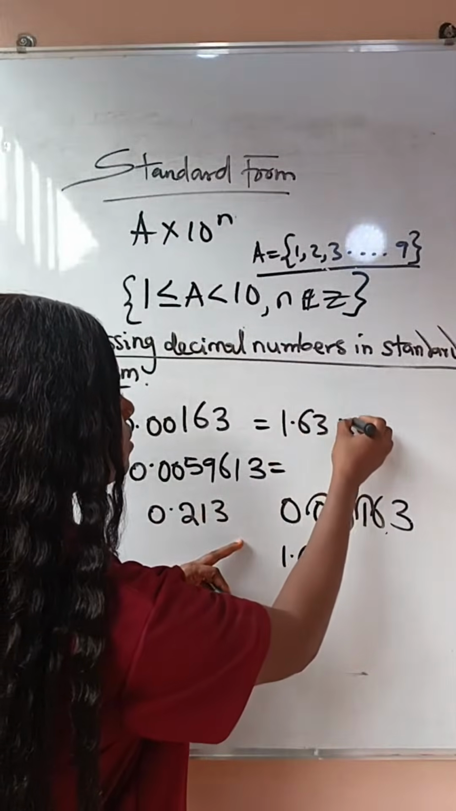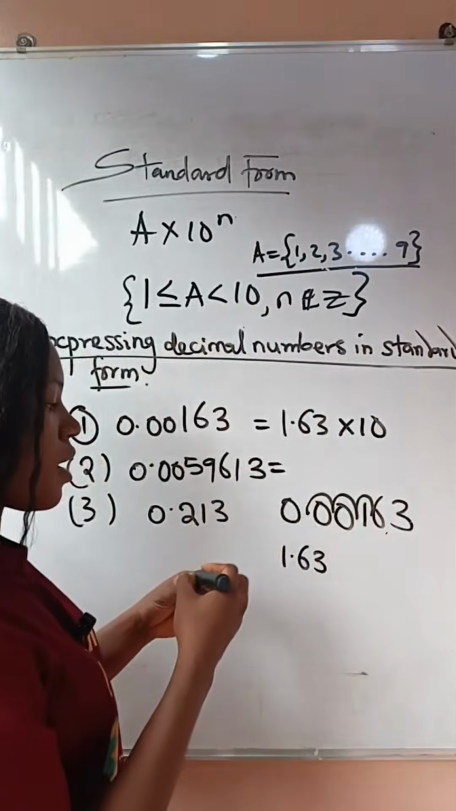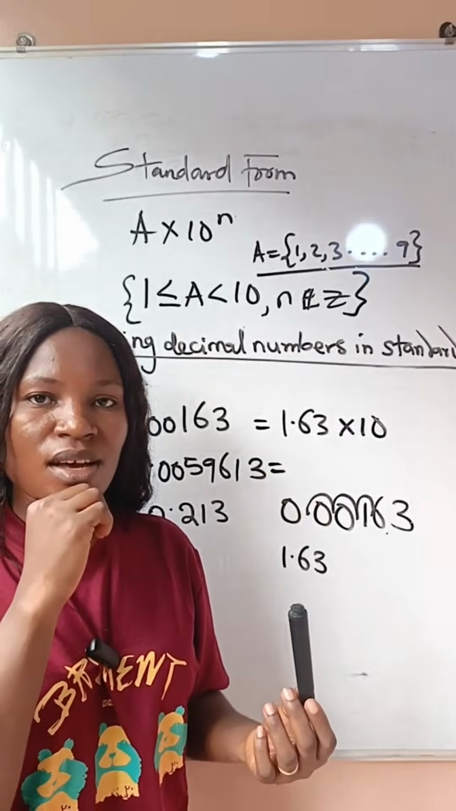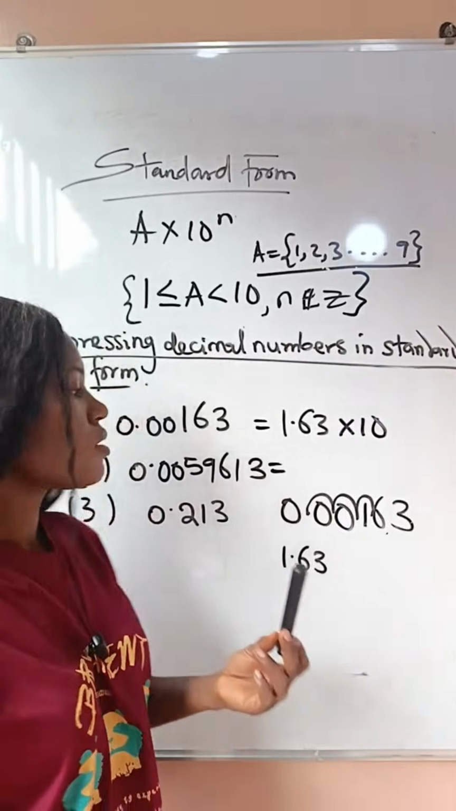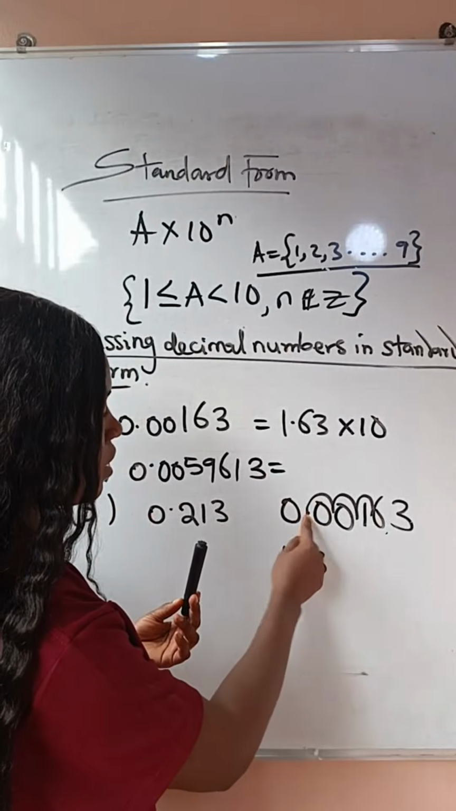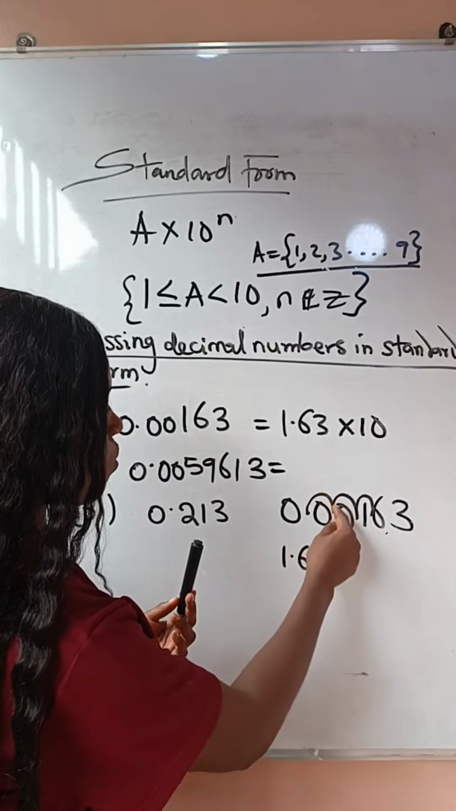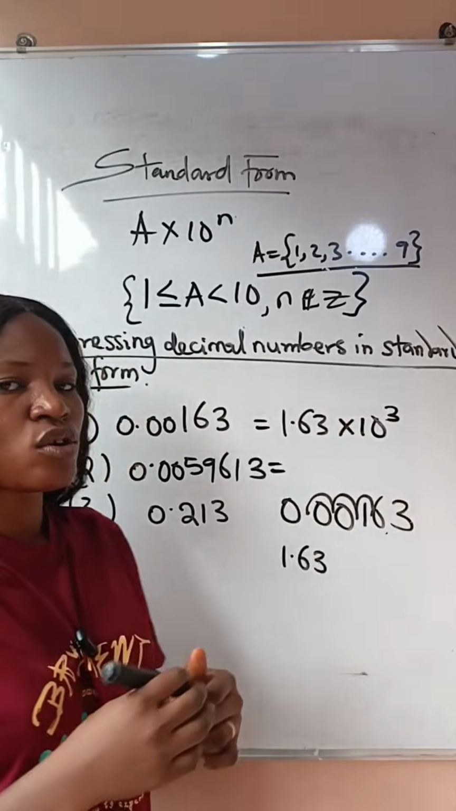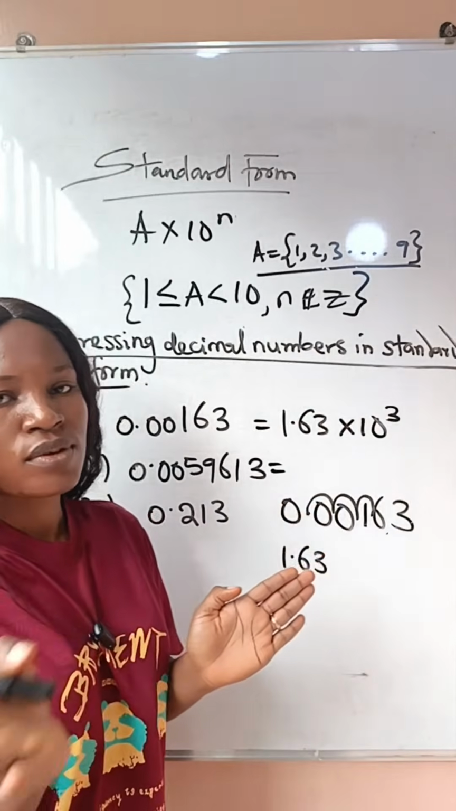So you have 1.63 times 10. Now you check how many times you moved your decimal point and in what direction. So we moved this decimal point from here to here. We moved it 1, 2, 3. So this will be 3. Now, is it going to be negative 3 or positive 3?